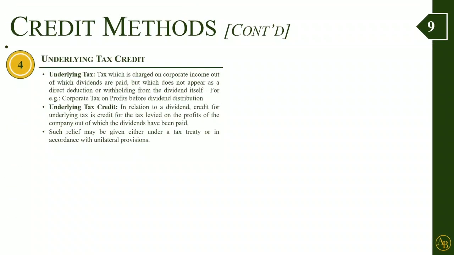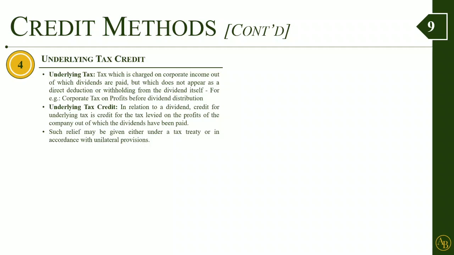Now guys, this is the underlying tax credit method. Under that, underlying tax has been defined by the OECD as the tax which is charged on corporate income out of which dividends are paid, but which does not appear as a direct deduction or withholding from the dividend itself.